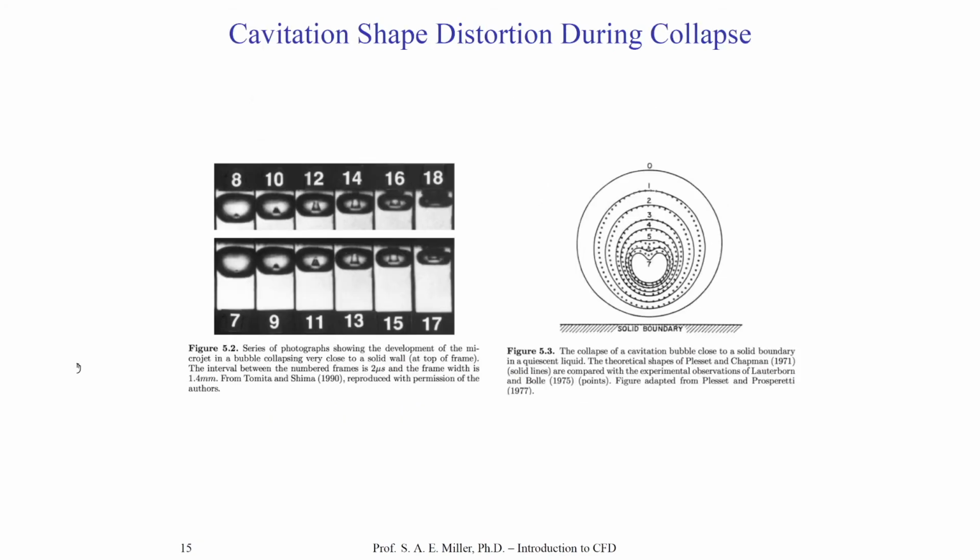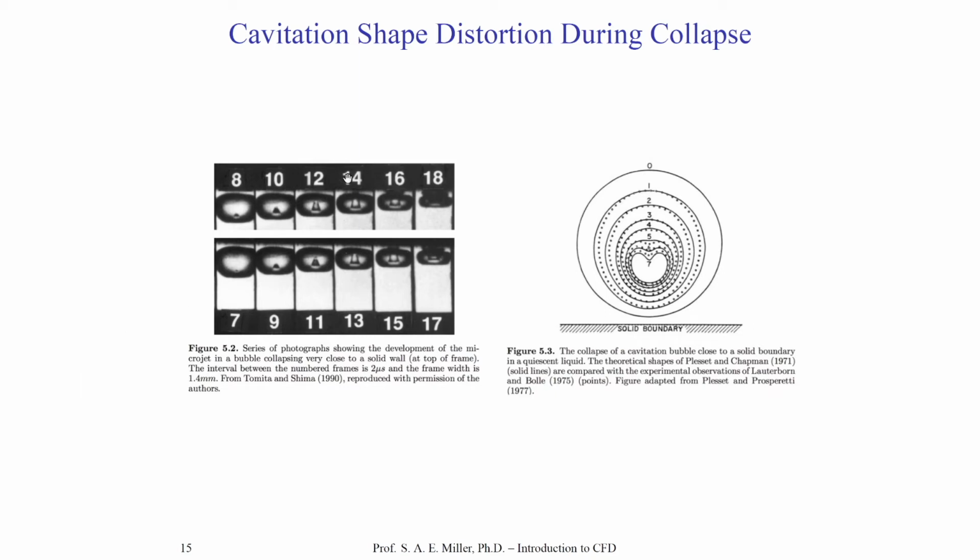We can also look at particular images of cavitation bubbles coming near surfaces. On the right is perhaps an illustration which is most interesting. It's the collapse of a cavitation bubble close to a solid boundary in a quiescent liquid. These are theoretically derived shapes. Let's look at these theoretically derived shapes with those of experiment on the left. On the left, we see a series of photographs which show the development of a microjet in terms of a bubble collapsing very close to its solid wall.